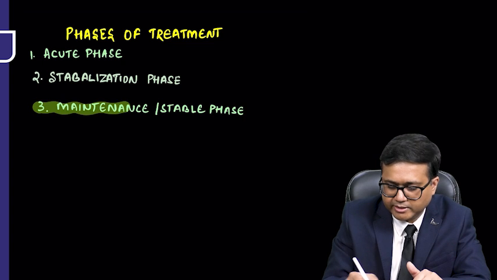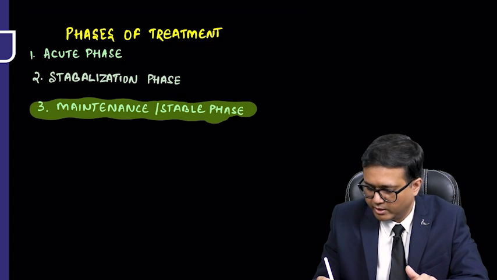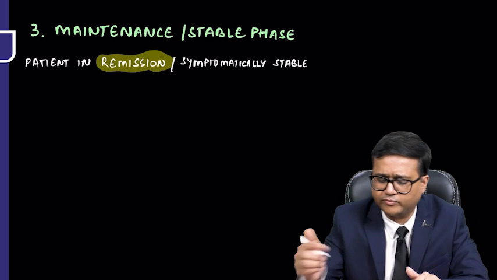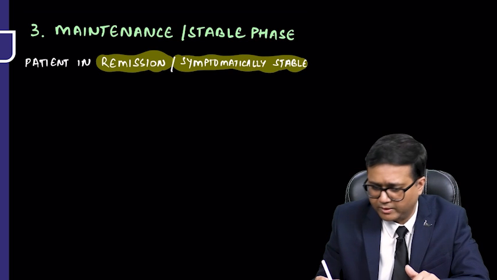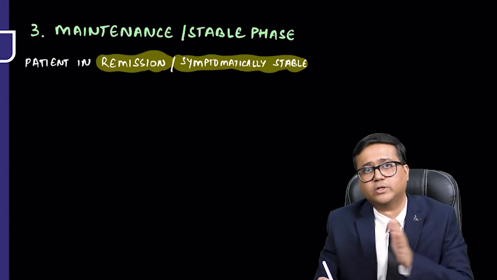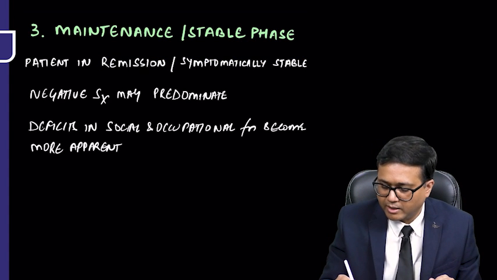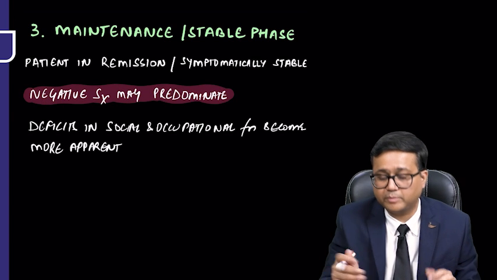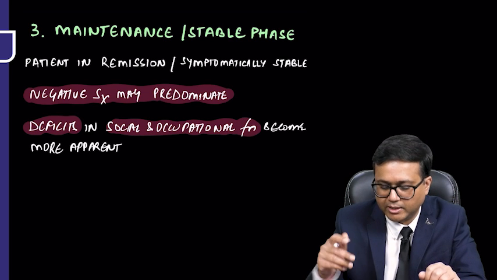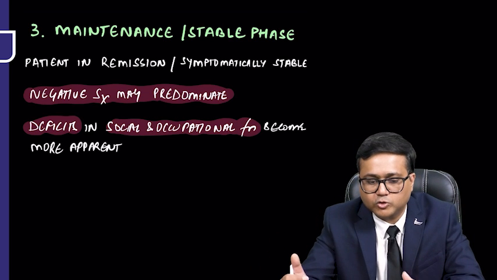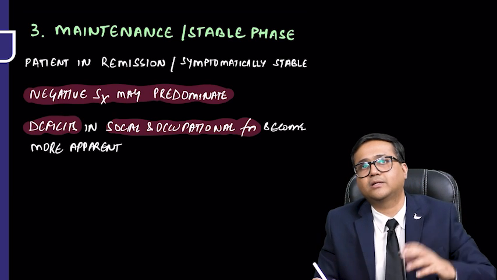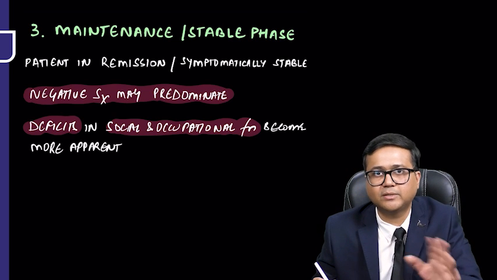Last is the maintenance or the stable phase. Now, in the maintenance or stable phase, the patient is usually in remission, or symptomatically stable. What are the important symptoms which you may find in this phase? Many times, after the psychotic symptoms have decreased significantly, negative symptoms may still predominate the picture. Also, deficits in social and occupational functioning may become more apparent in this phase. So it's very important to see these symptoms as well, not just the decrease of positive symptoms, but to see the patient holistically.